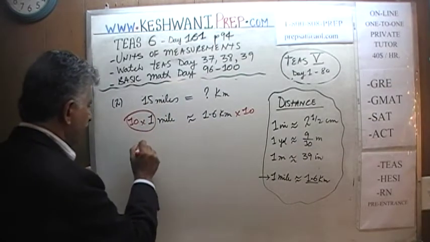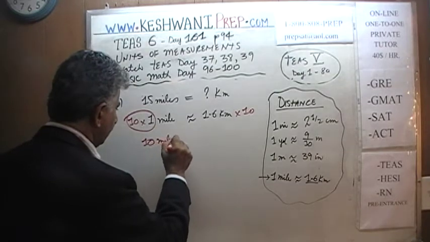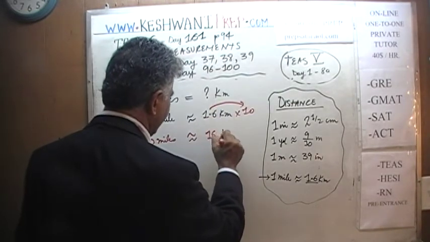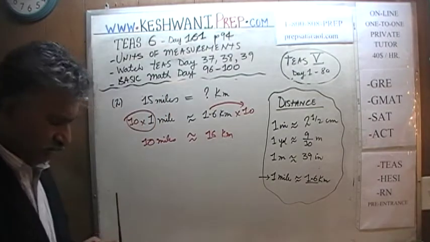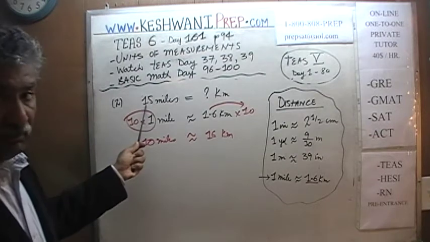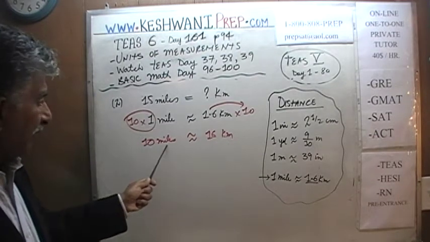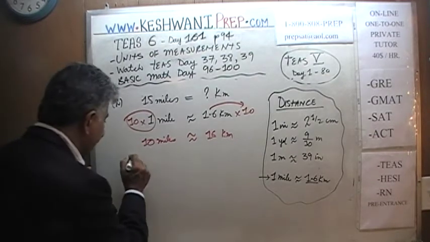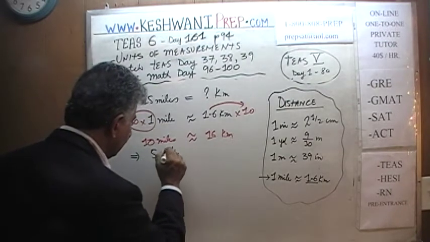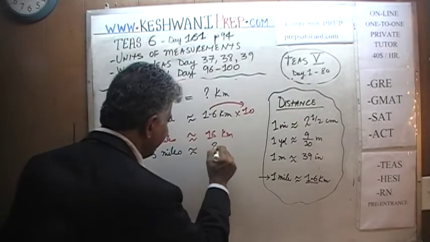So now we have 10 miles approximately equals 1.6 times 10, which is 16 kilometers. Again, we're not interested in 10 miles. We want 15 miles. So if we know that 10 miles equals 16 kilometers, then 5 miles must equal half of that, 8 kilometers.